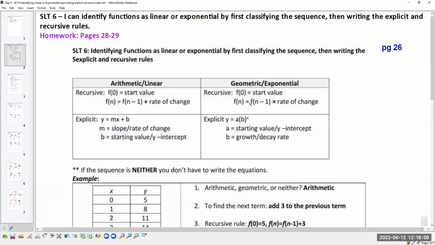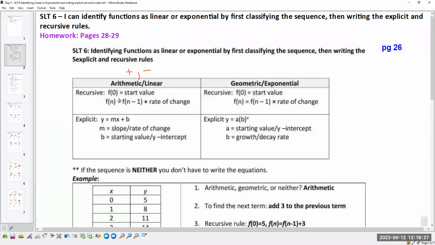So let's take a look at page 26. Page 26 gives us some notation. Let's take a look at it. For arithmetic sequences, those are linear sequences. As a reminder, arithmetic sequences, linear sequences, have an addition or a subtraction pattern.